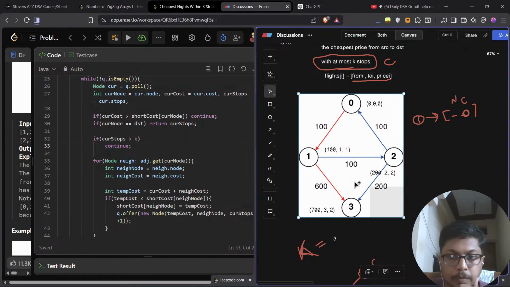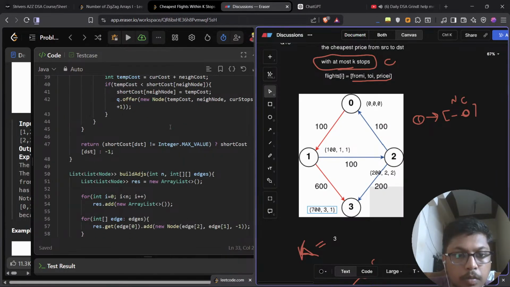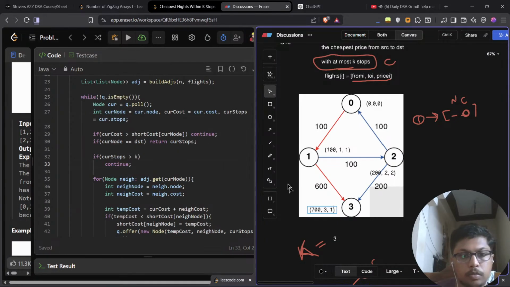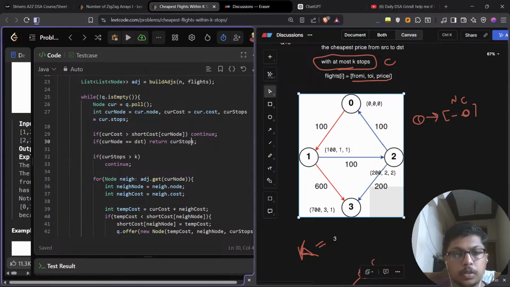Okay, so this is the case of harvesting. But the number of states would still be one, because for the destination it would not be updated, which is perfectly fine. And that's it. It will be returned at that point itself. So that's why I have stopped moving. This is the major return stop.